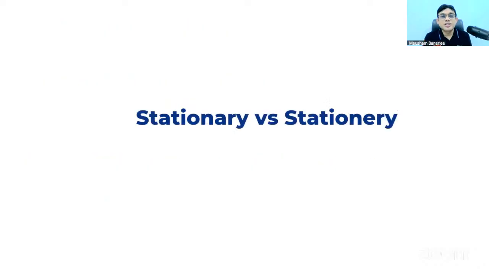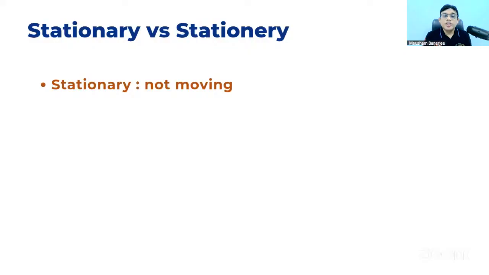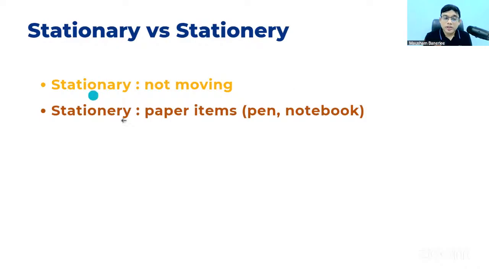Stationary versus stationery. Now, what is the difference? Stationary, check the spelling, A. It means something that is not moving, stationed somewhere. That is stationary. Stationery with an E. So let's say paper items like pen, notebook, diary. These are the stationery items.